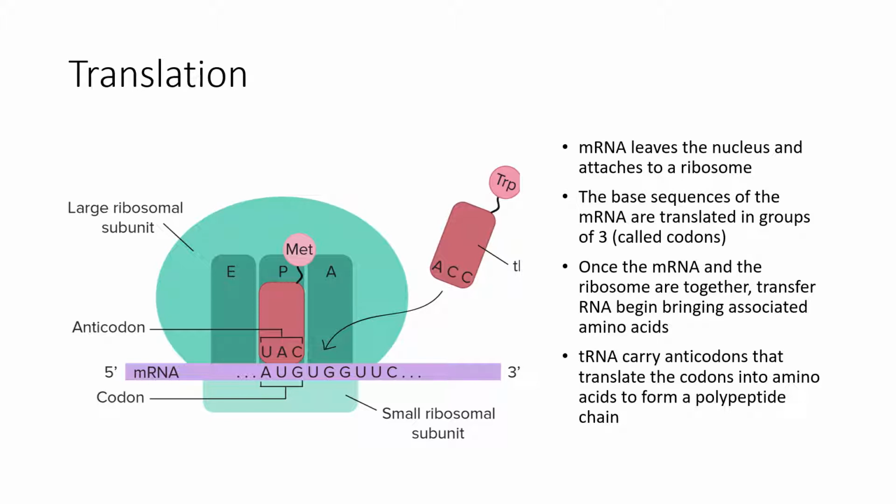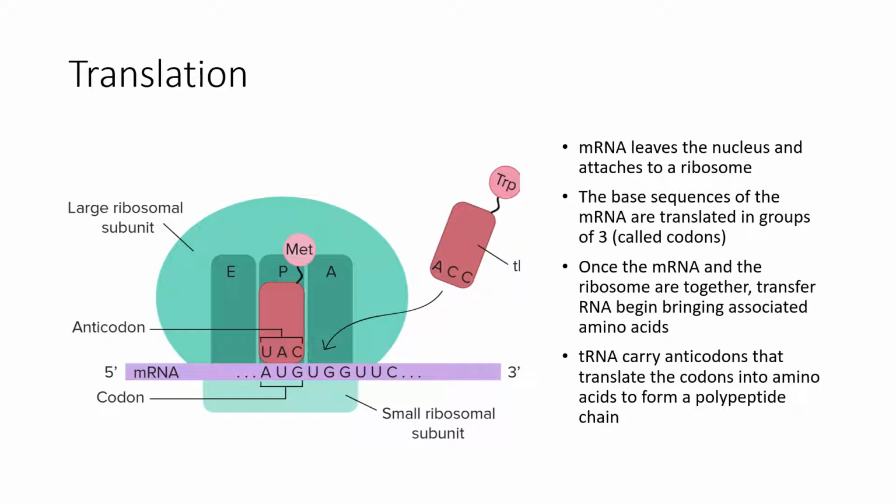The base sequences of the mRNA are translated in groups of 3. These are called codons. Once the mRNA and the ribosome are together, the transfer RNA is going to begin bringing associated amino acids. You'll notice on the ribosome there is an A, P, and E site. A stands for arrival. This is where the transfer RNA is going to arrive. It's going to arrive in the A slot. P stands for polypeptide chain, so that's where the polypeptide chain is going to grow, and E is the exit site where the transfer RNA is going to exit.